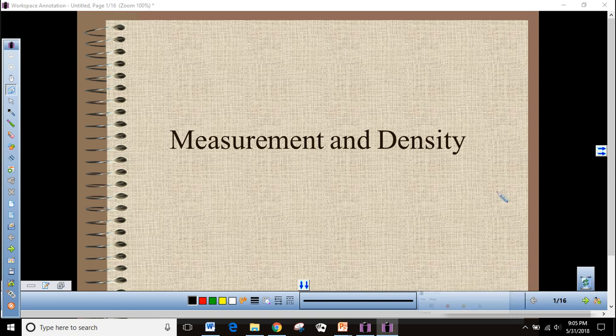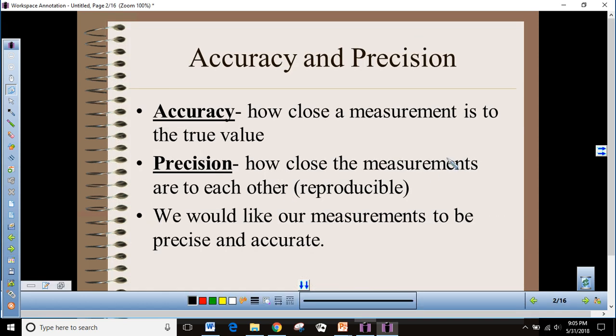Right, today's lesson is about different measurements that we use in chemistry, and density. Before we begin that, just some vocabulary from this chapter is the difference between accuracy and precision. In day-to-day life we use those words interchangeably, but actually in chemistry they mean something different from one another.